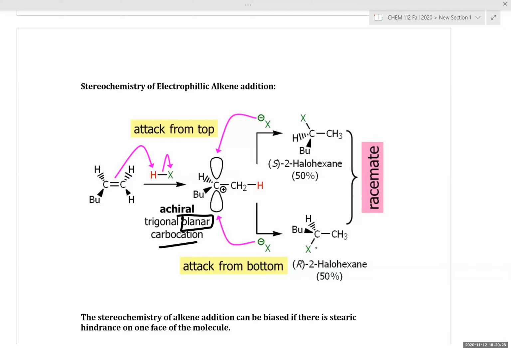Can I get some feedback in the chat? Does everyone see how in a normal common substrate for electrophilic substitution, you're going to get a mixture of enantiomers? Does that make sense to everyone? And that's because it stems from our attack on two different possible faces of our molecule. Any questions on that idea?